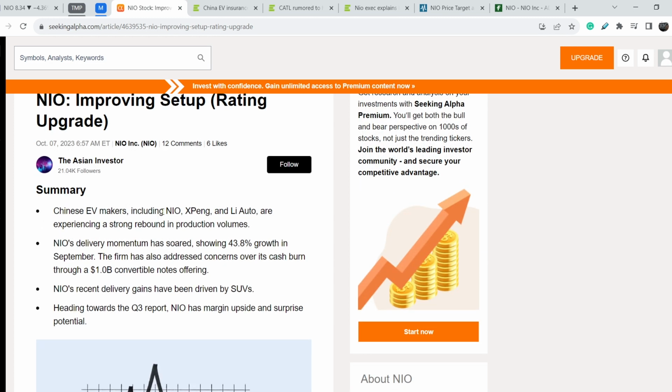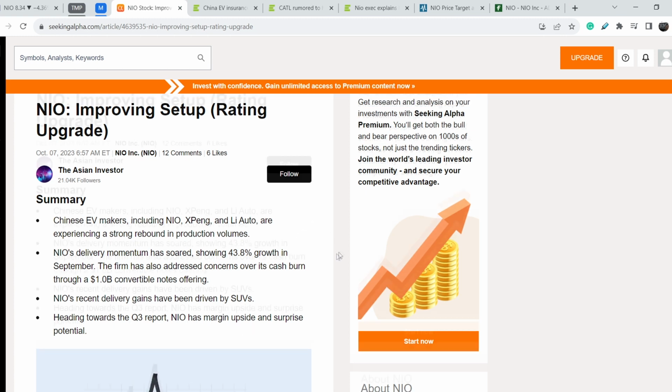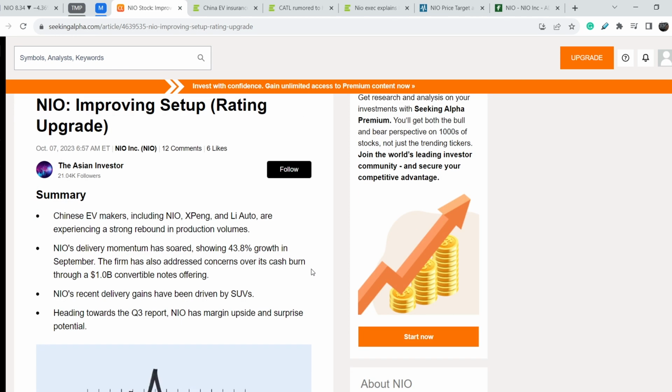Chinese EV makers, including NIO, XPeng and Li Auto, are experiencing a strong rebound in production volumes. NIO's delivery momentum has soared, showing 43.8% growth in September. The firm has also addressed concerns over its cash burn through a $1 billion convertible note offering. NIO's recent delivery gains have been driven by SUVs. Heading towards the Q3 report, NIO has margin upside and surprise potential. And in general, this article is quite bullish on NIO.